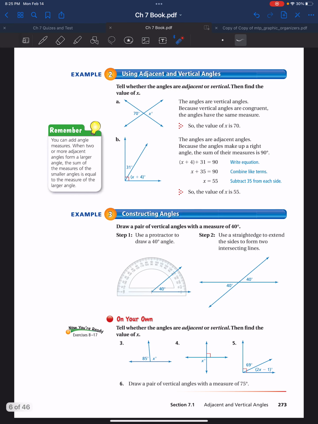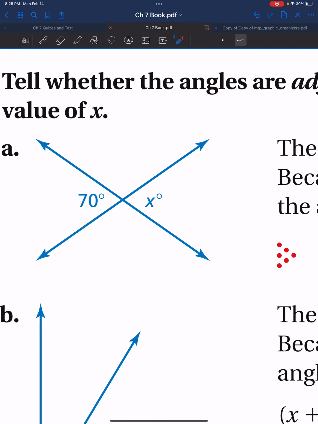Next page says, tell whether the angles are adjacent or vertical, and then find the value of x. This is where the juicy stuff happens. This is the good stuff, guys. Now, I want you to remember, angles that are directly across from one another are called vertical, and they happen to be congruent. If this is 70, this has to be 70. So when proving what the value of x is with vertical angles, it's super easy. It's literally just that angle, like 70, x is 70, okay?